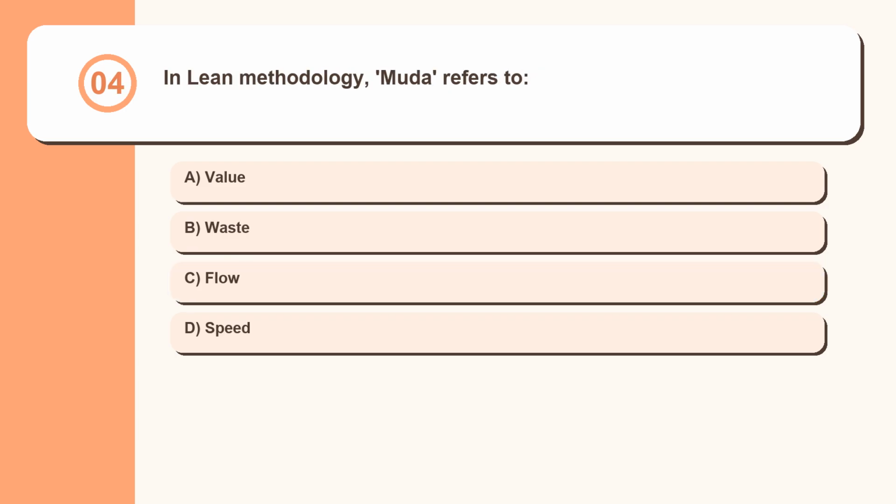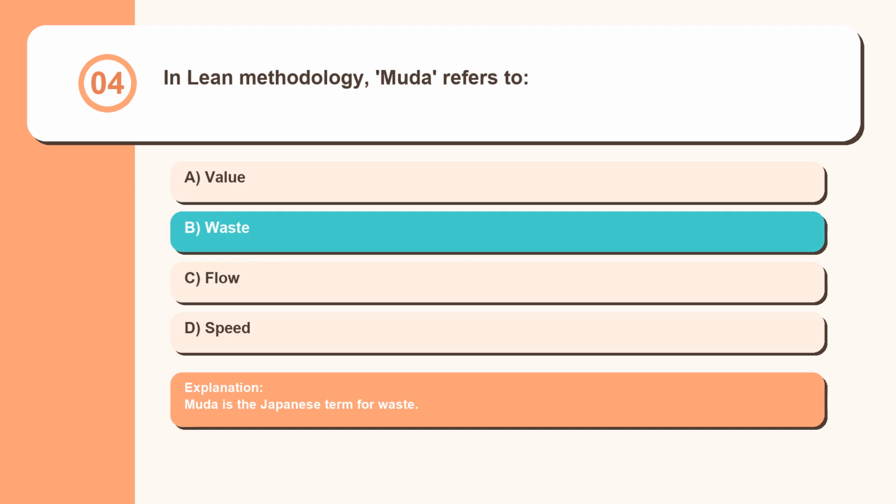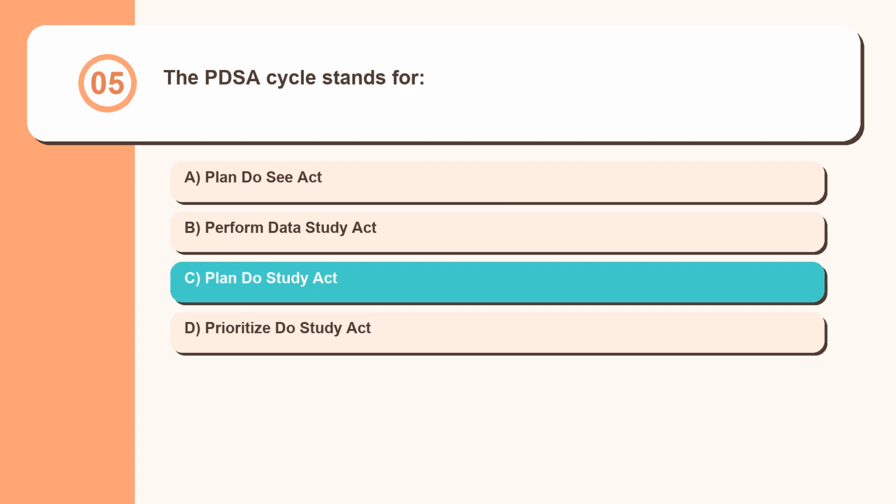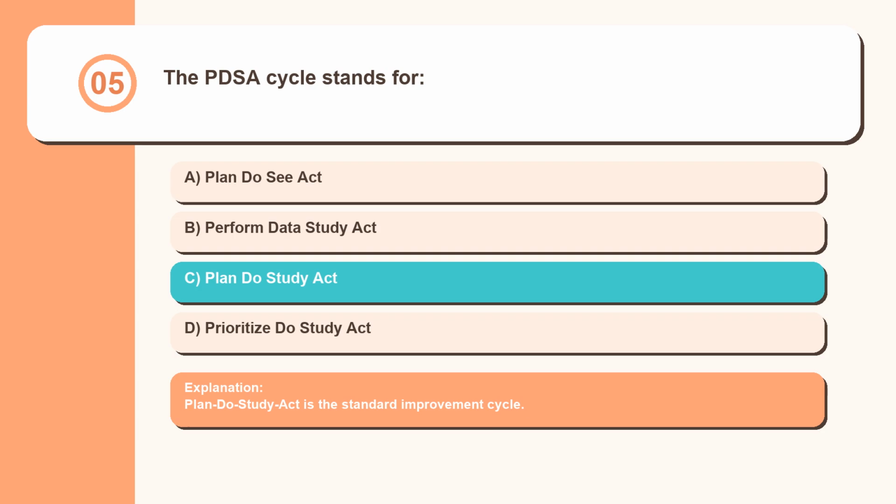Question 4. In lean methodology, MUDA refers to value, waste, flow, speed. MUDA is the Japanese term for waste. Question 5. The PDSA cycle stands for Plan Do See Act, Perform Data Study Act, Plan Do Study Act, Prioritize Do Study Act. Plan Do Study Act is the standard improvement cycle.